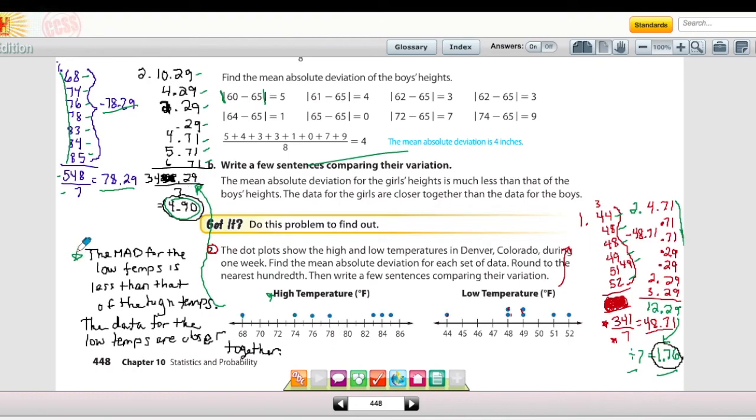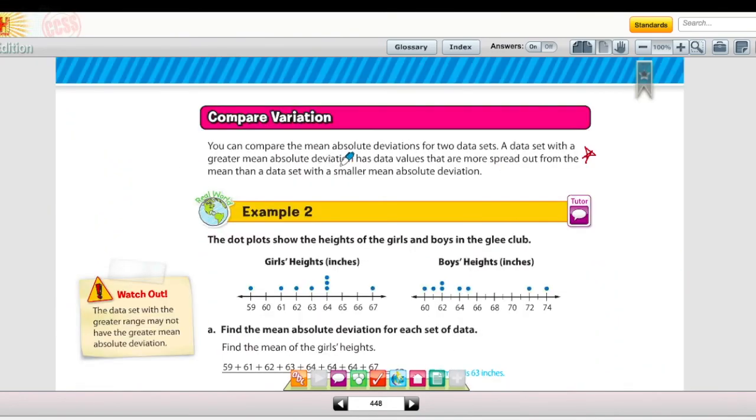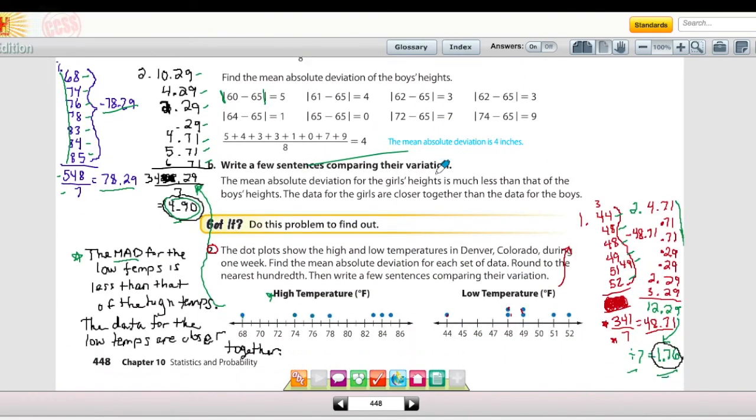My final answer: the mean absolute deviation for the low temperatures is less than that of the high temperatures. 1.76 is definitely lower than 4.90. And remember what that meant up at the top: a greater mean absolute deviation means that the data are more spread out from the mean than a data set with a smaller mean absolute deviation. So I added one more sentence to my description: the data for the low temps are closer together.